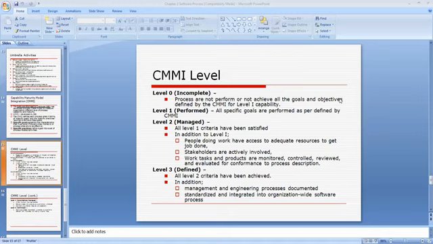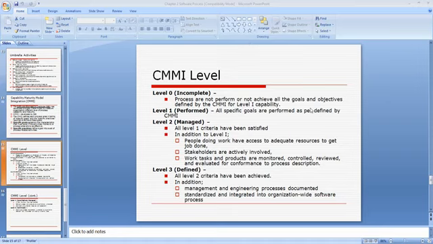Then there is level 3. Now this is level 3. It is also called the defined level. Now when you talk about level 3, all the criteria of level 2 should be achieved. Whatever is suggested in level 2 should be achieved, and then you can go for level 3. Once level 2 is achieved, then you can go for level 3.